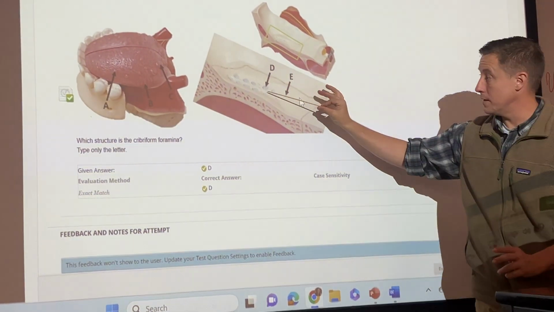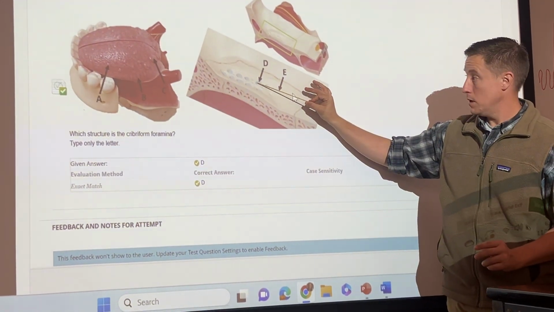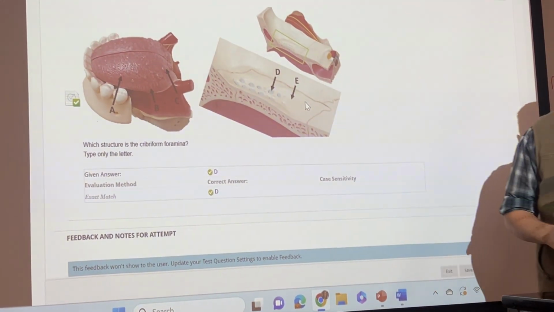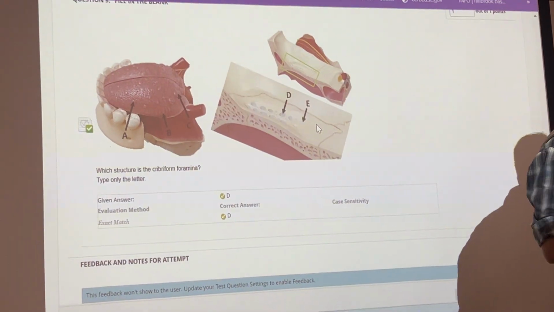Cribriform foramina, again, identify the structure, letter D. So the olfactory nerve literally sits right here. The olfactory neurons pass through that into the nostril, and that is how we're able to smell.